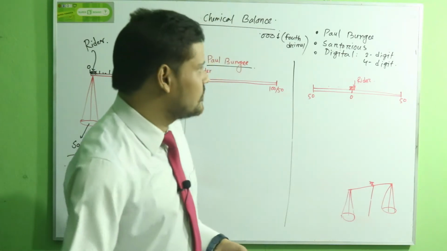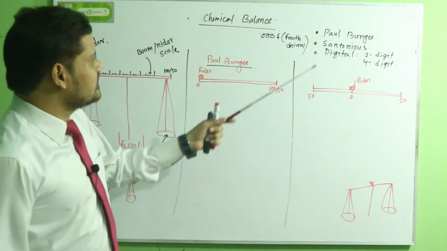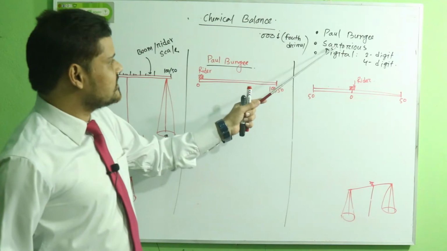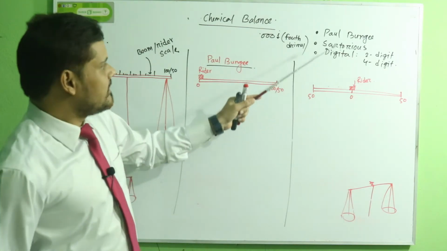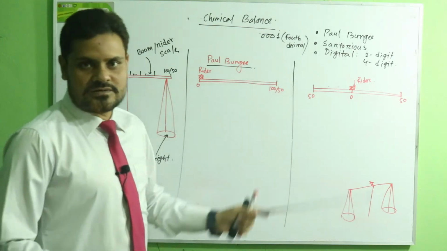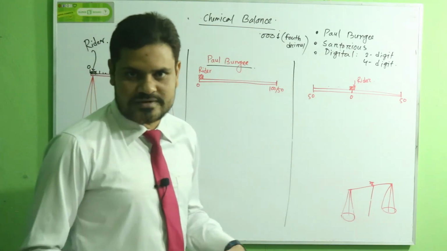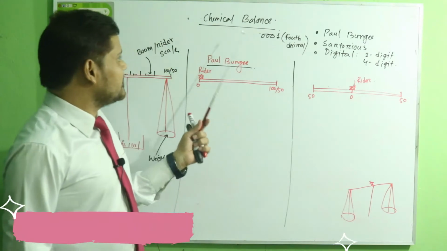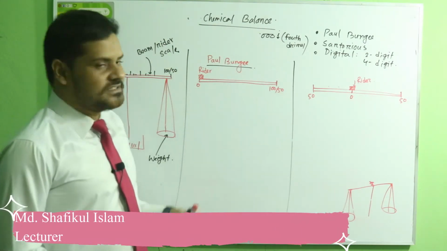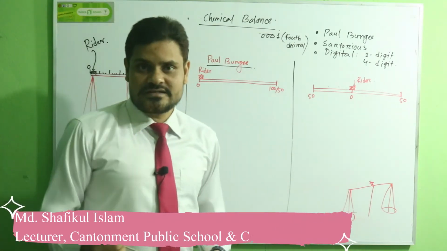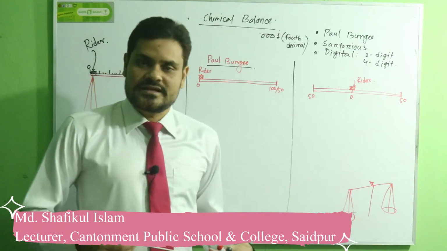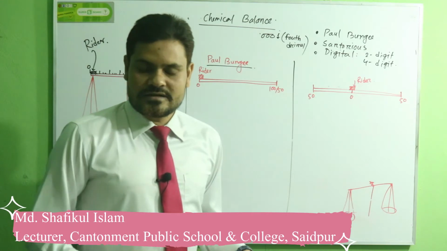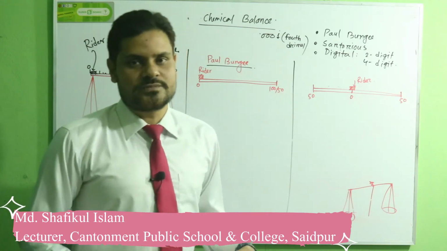Dear learners, look at the whiteboard here. One is the Paul-Bunge balance, another is the Sartorius balance, and the last one is the digital balance. The Sartorius balance is the alternative form of the Paul-Bunge balance. By this chemical balance, we can easily measure up to the fourth decimal place. I mean, we can easily measure a very small amount of substance.